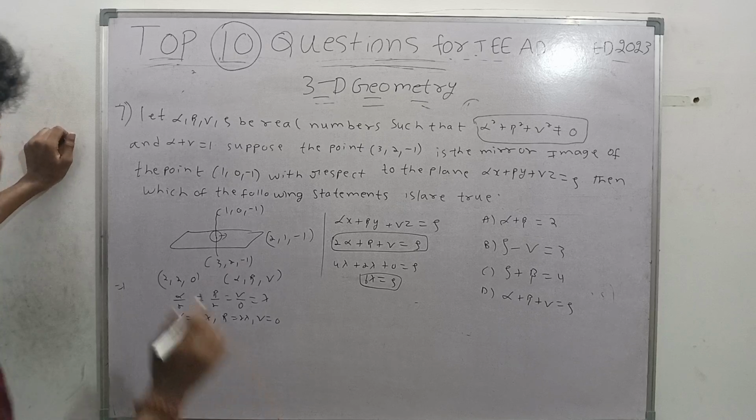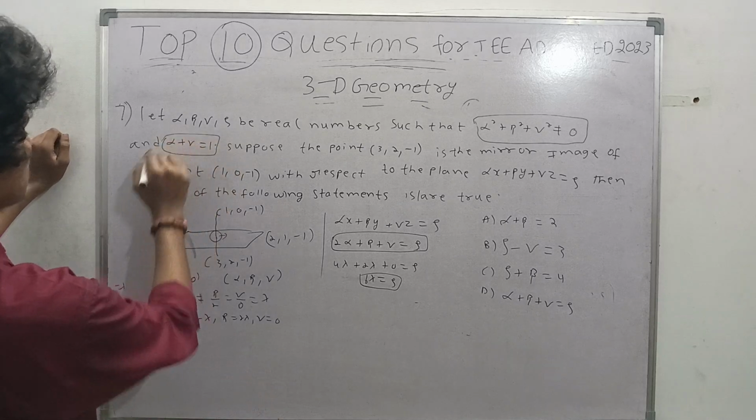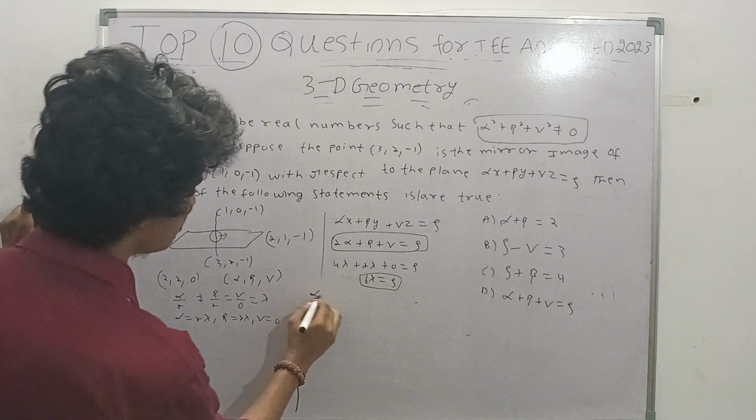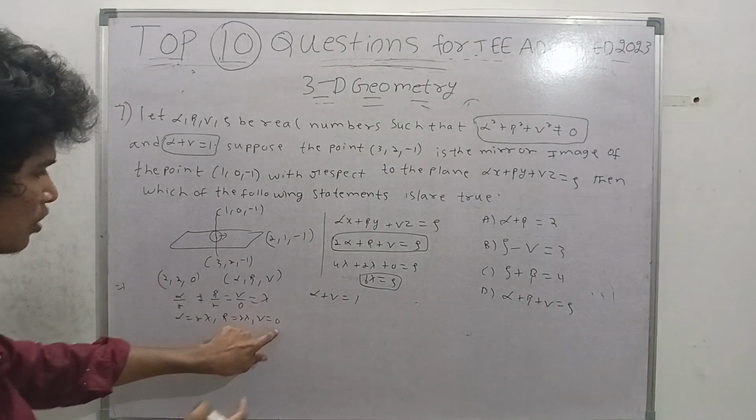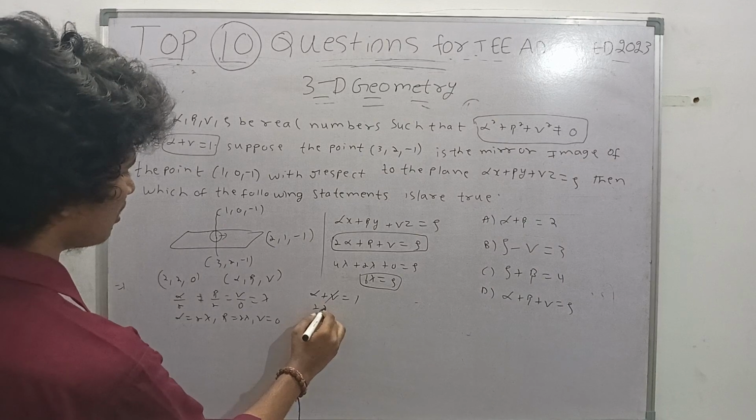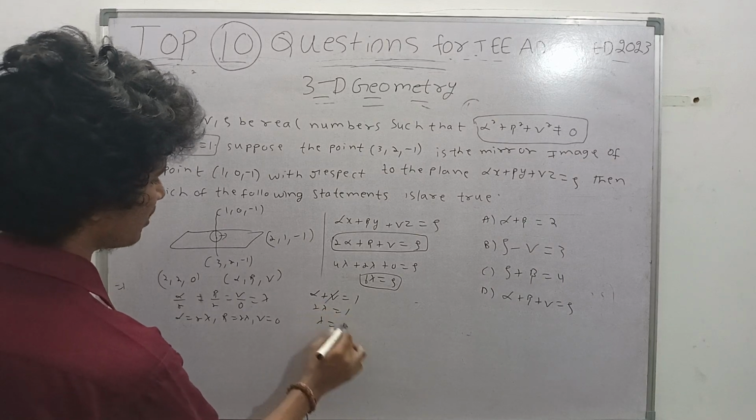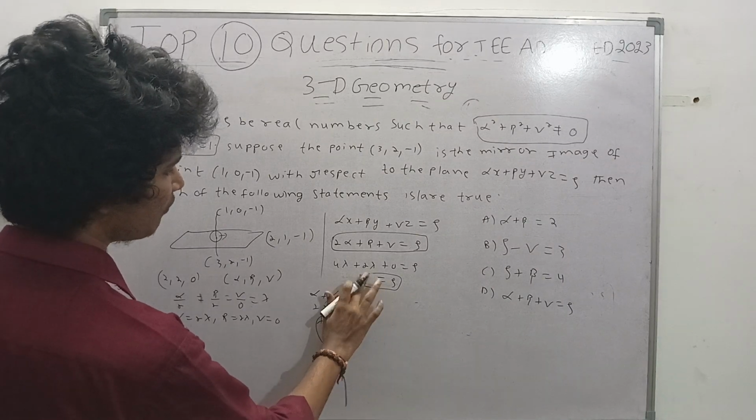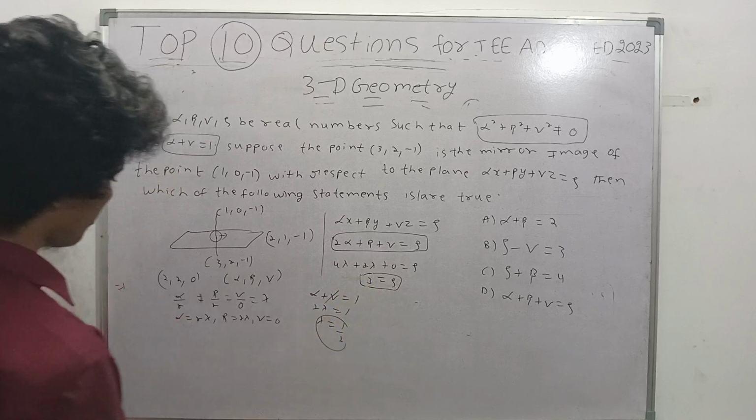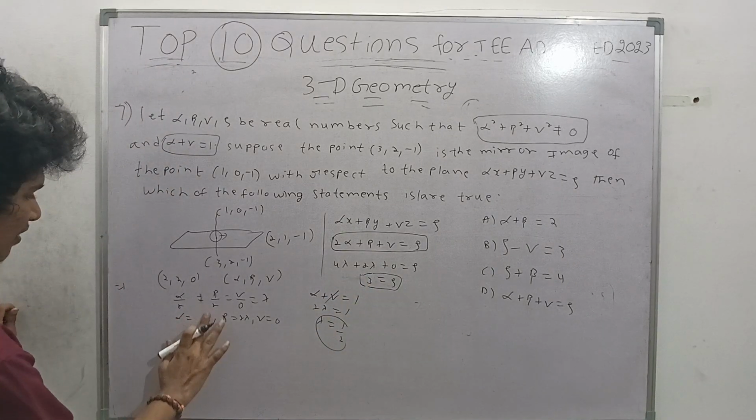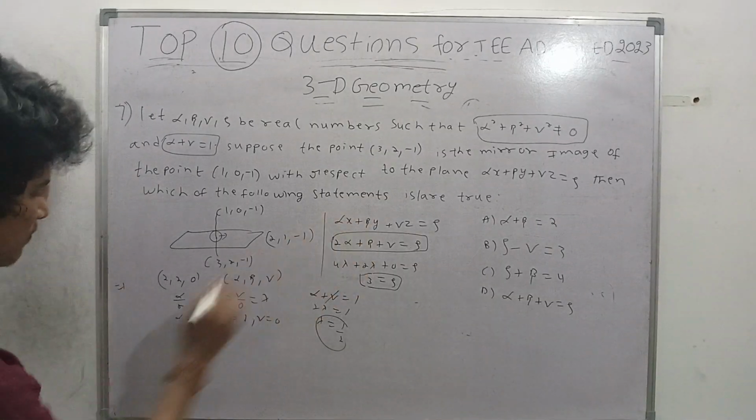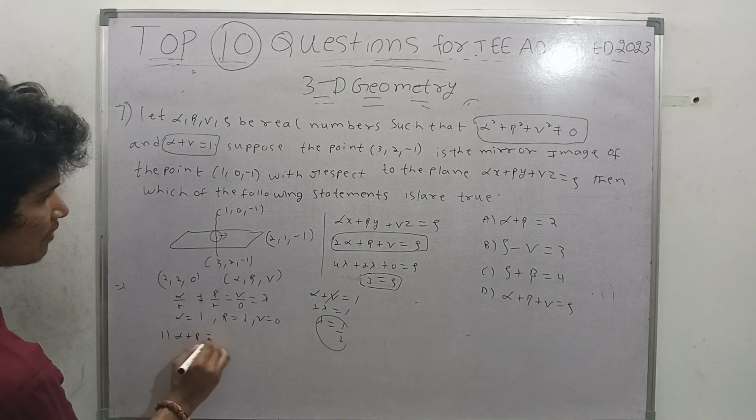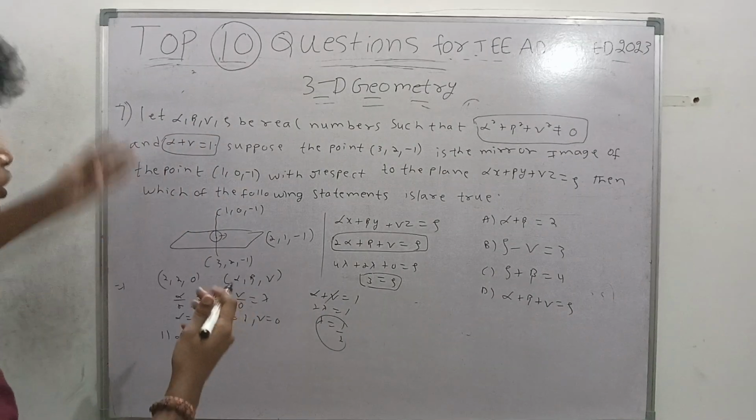Wait, they gave alpha plus gamma equal to 1. Yes, alpha plus gamma. What is gamma? 0. What is alpha? 2 lambda equal to 1. Lambda equal to how much? 1 by 2. When lambda equal to 1 by 2, delta will be 3, alpha equal to 1 and beta equal to 1. Now it is clear. Now first option, alpha plus beta. The condition, I forgot to use the condition.